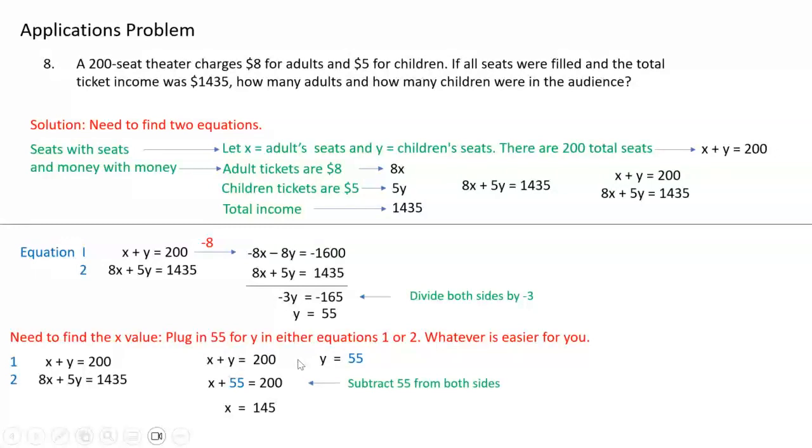So then what's my answer? What are we looking for? What we're looking for is how many adults and how many children were in the audience. So if x represents adults and y represents children, then there must be 145 adults and 55 children at the theater. Okay, that's how you do these types of problems with two equations with two variables. This covers section 6.1.